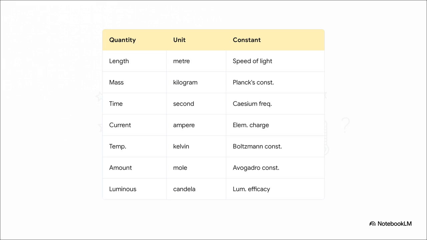They completely stopped defining units by physical objects, so there's no longer a literal chunk of metal sitting in a vault in Paris defining a kilogram. Instead, they anchored everything firmly to unchanging physical constants. For example, the meter is now locked to the exact speed of light, and the kilogram is defined by Planck's constant. It's a beautifully precise system that literally never changes.